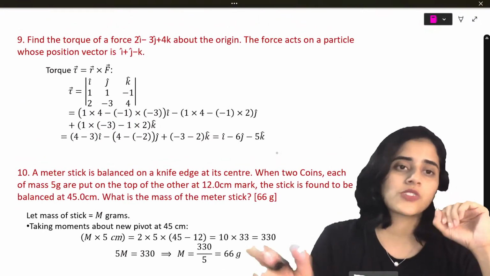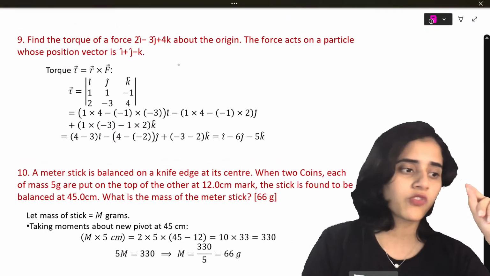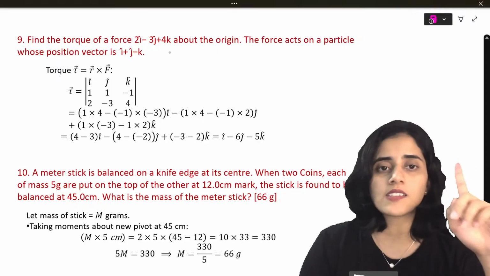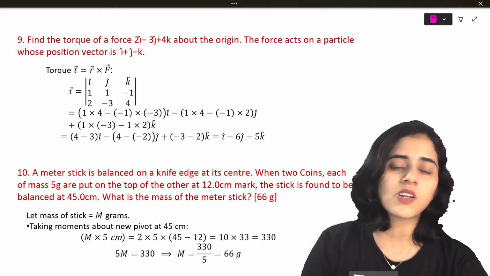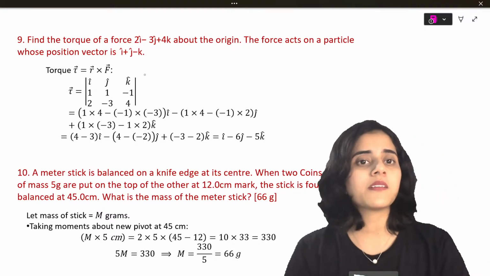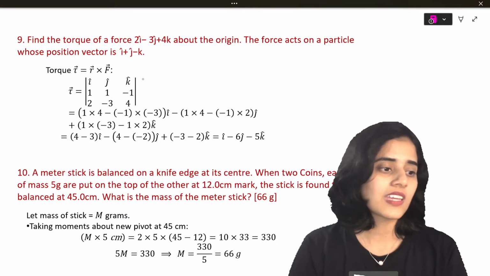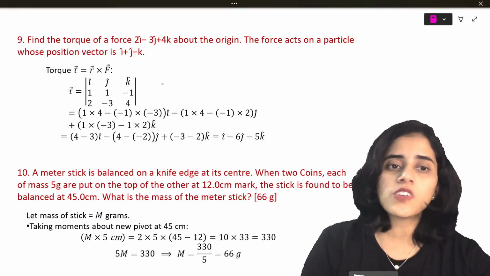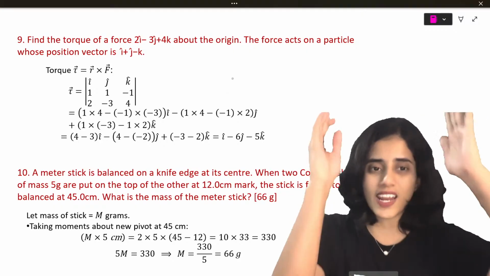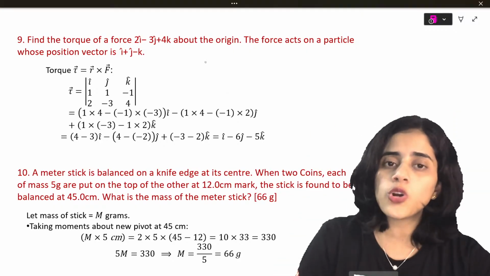Okay. Next question. Find the torque of a force 2i cap minus 3j cap plus 4k cap about the origin. The force acts on a particle whose position vector is i plus j minus k. Okay. Let's do that. Since it's a cross product, you write it as a matrix. So I'll show you how you do that.